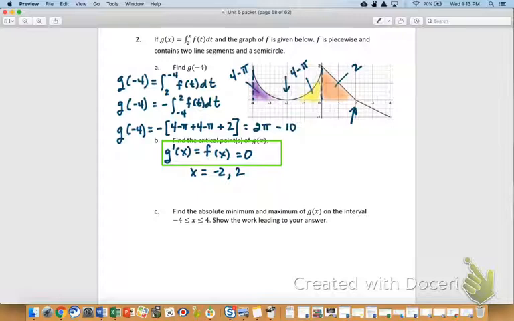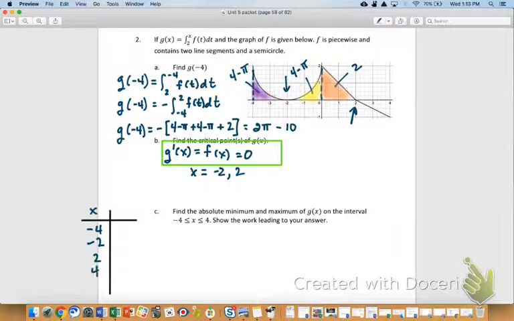Okay, so C says find the absolute min and max of g of x. So what are your candidates? What should you even consider? What kinds of things? There you go. Endpoints and critical points. We already found the critical points, so that's not going to be too hard to find those. I'll make my little table over here. And I've got my x's. My candidates would be endpoints, which are negative 4 and 4. And then my critical points are negative 2 and 2.